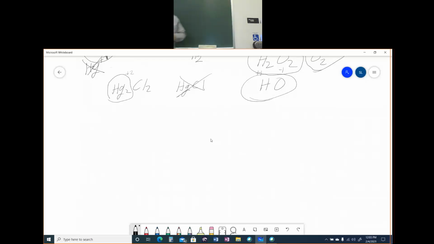Ionization energy versus electron affinity. If you're doing ionization energy, you need to know that you are making cations. When you're doing electron affinity, you are making anions.